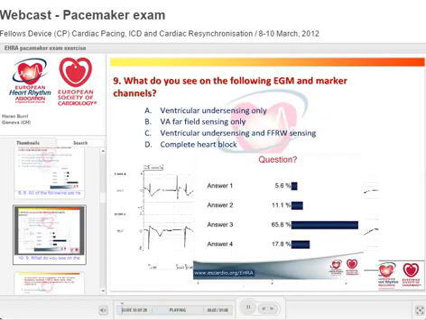What do you see on the following EGM and marker channels? Go ahead and vote. Answer 3. That's correct. So there are a lot of things. It's a very busy tracing, but you do see ventricular undersensing. This is the ventricular electrogram, and there is no R annotation here. This ventricular beat is clearly undersensed, and you have ventricular pacing, and far field R wave oversensing. That can also be appreciated.